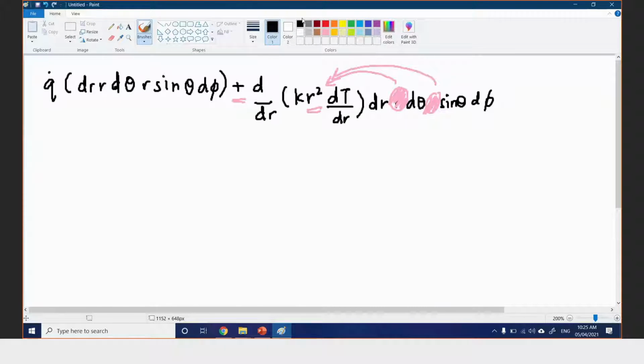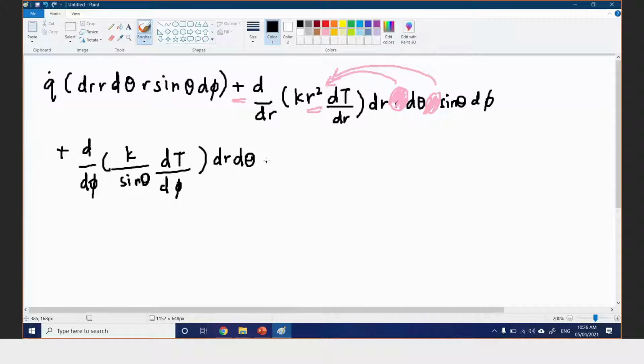Okay, so we continue with the d phi, which is we will get the term for the phi direction. So we will get k over sine theta dT over d phi dr d theta d phi.